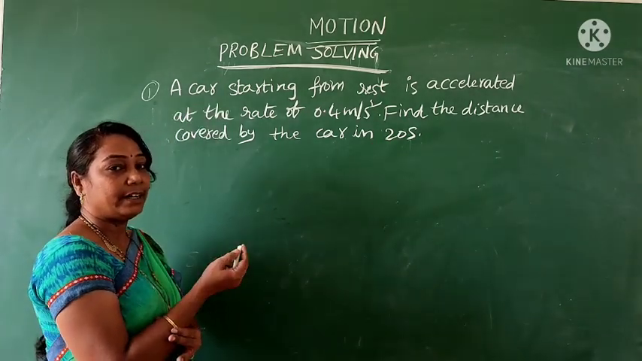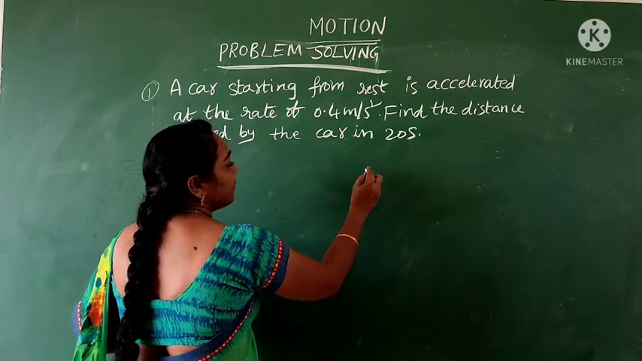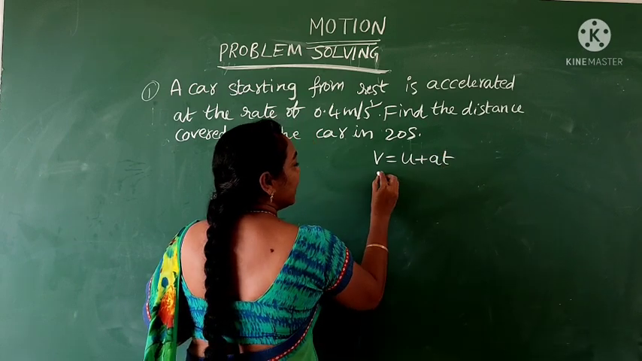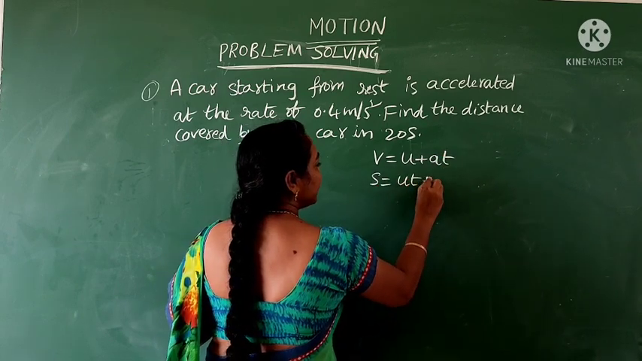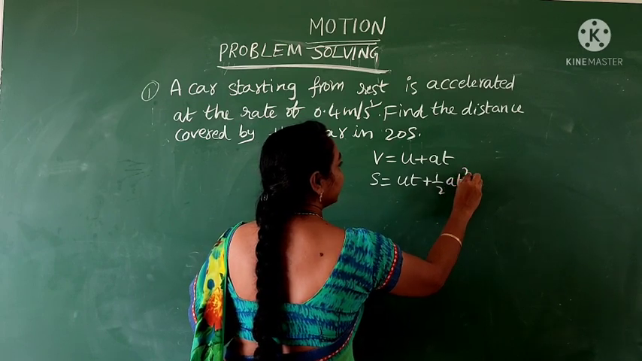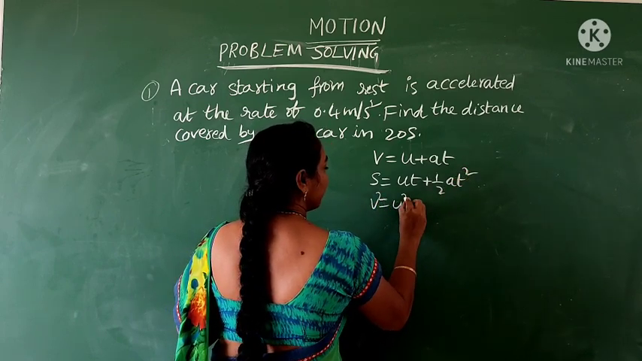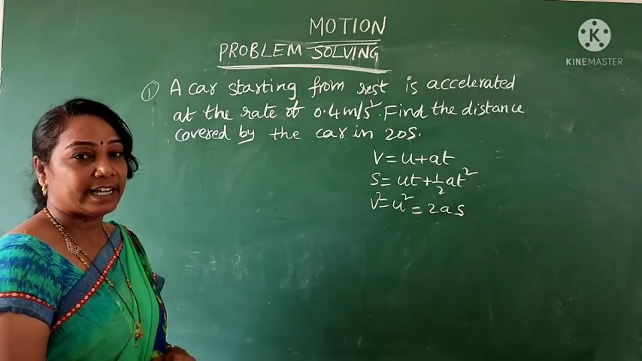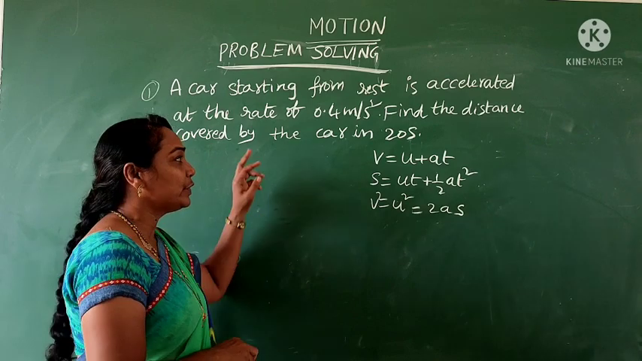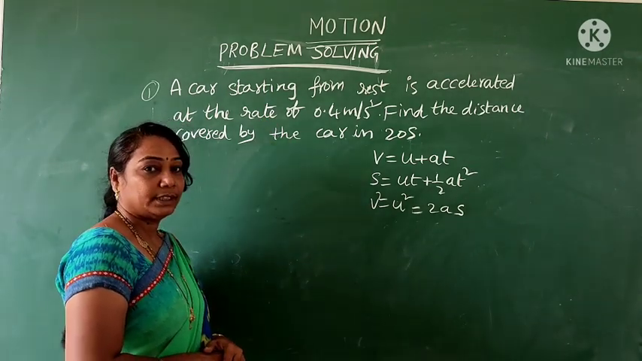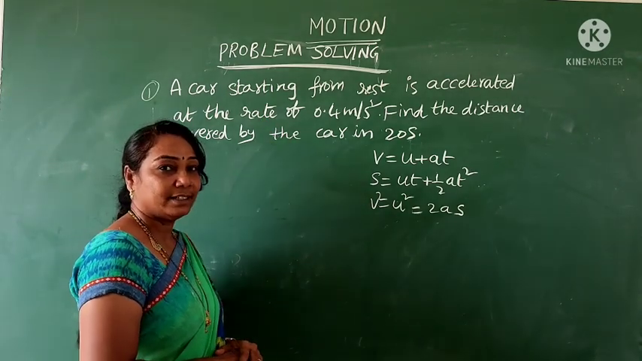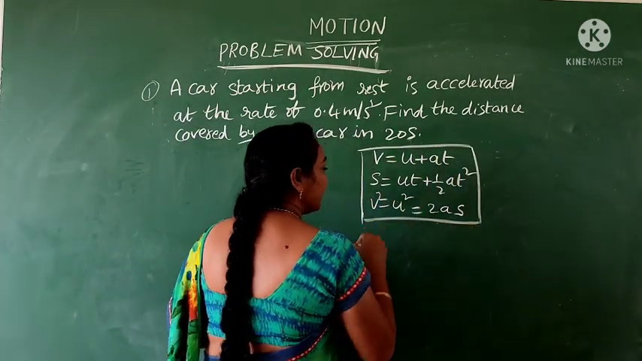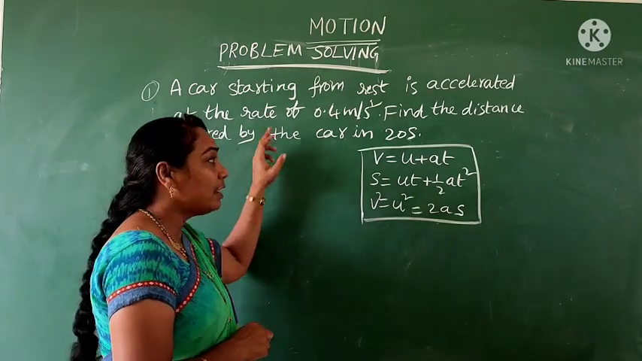First, we have to write the three equations. What are the three equations? v = u + at. s = ut + half at². v² - u² = 2as. Can anyone guess which formula is used to solve this problem? All of you think once. These are the three laws. Which law is applicable to solve this problem?